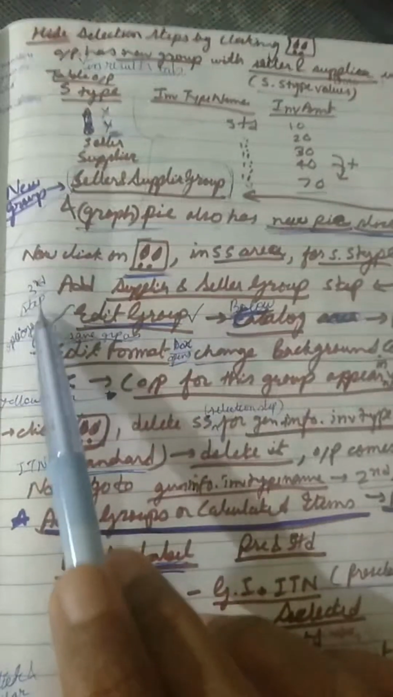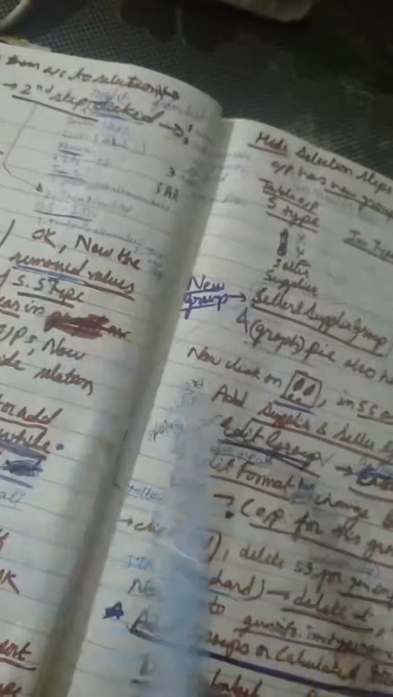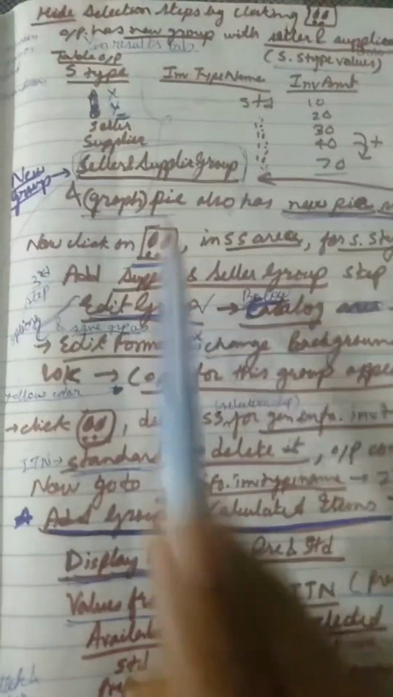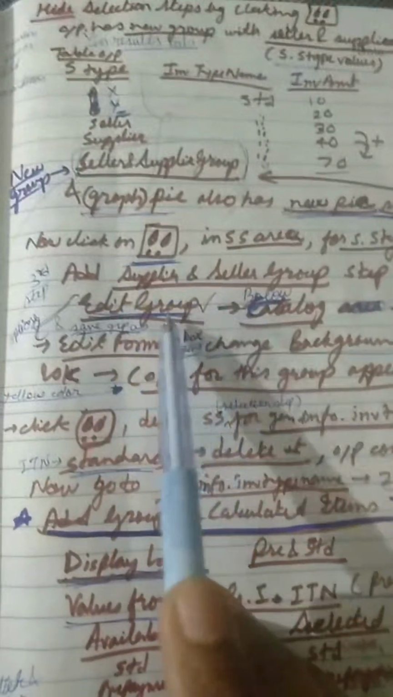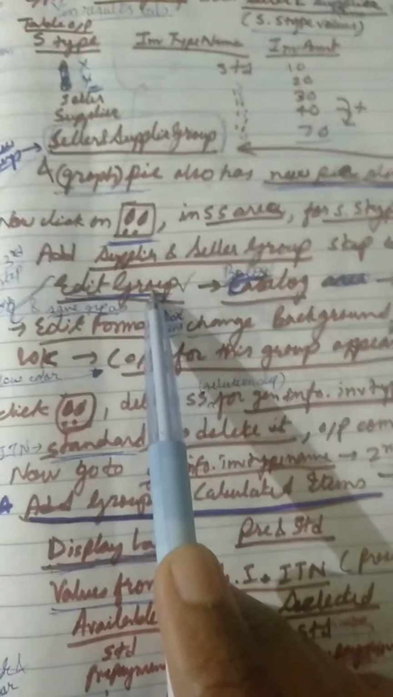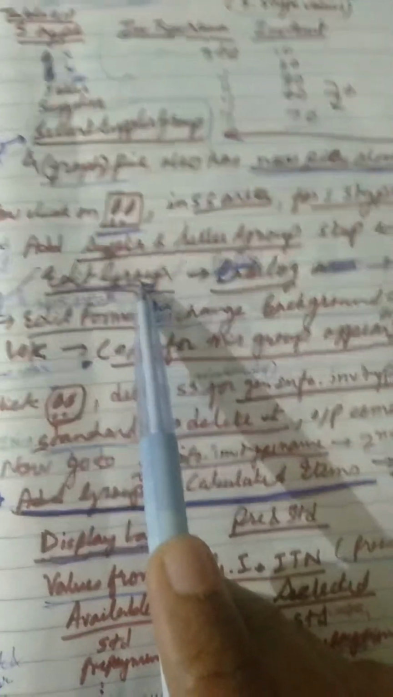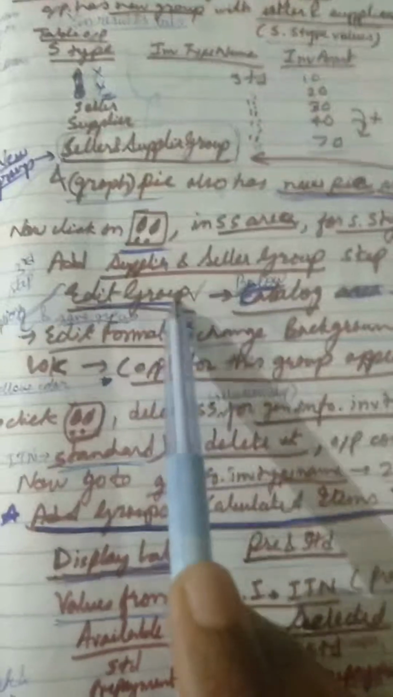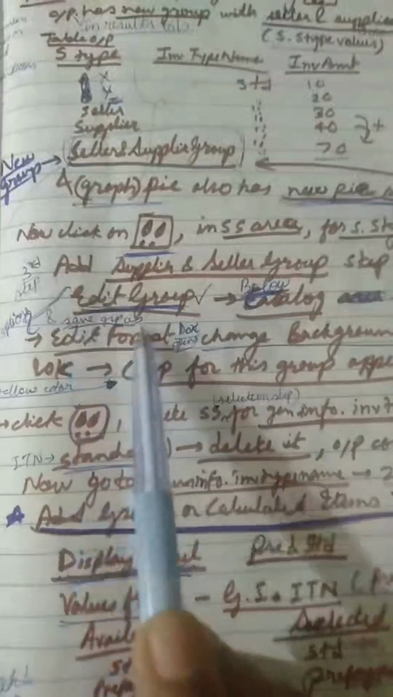This is my third step, as I said, because this one was my second one. Okay, so now I'll click on this step and it will have edit group and save group as.